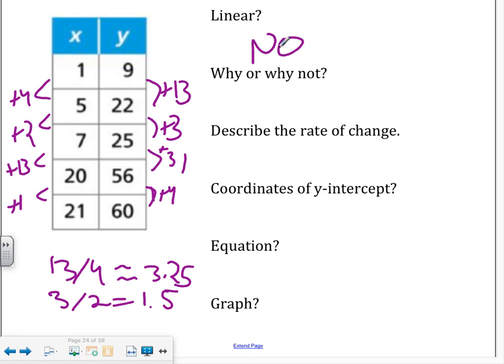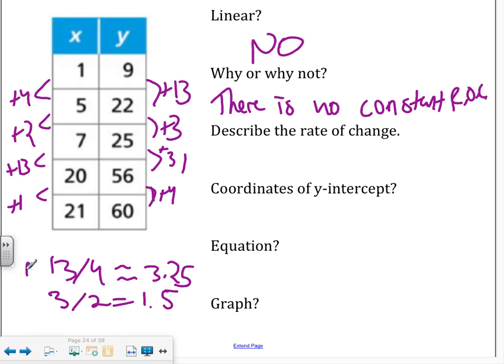Okay, so for y, there is no constant rate of change. Okay, so even if these two were the same here, you need to make sure it's the same between every row. Okay, going down, you can see that it is not.